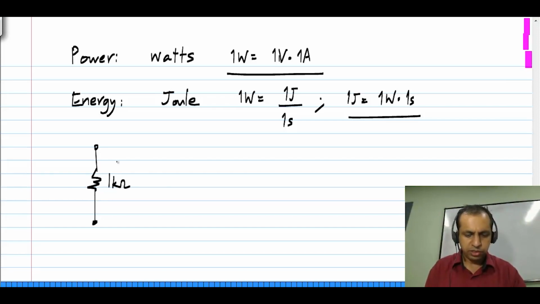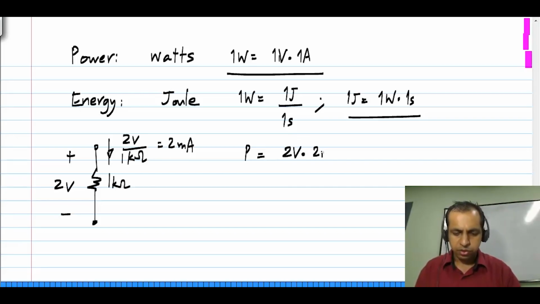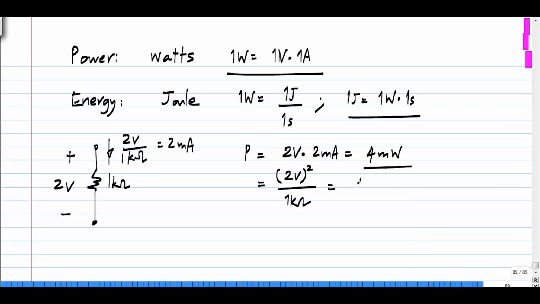We have a 1 kilo ohm resistor with 2 volts across it. By Ohm's law, we know that the current is 2 volt divided by 1 kilo ohm, which is 2 milliamp. So, the power dissipated in this when 2 volts is across the resistor is 2 volts times 2 milliamps, which is 4 milliwatts. Now, you can also calculate this as V square by R, which is 2 volt square divided by 1 kilo ohm, which is 4 times 10 to the minus 3 watts, which is 4 milliwatts.